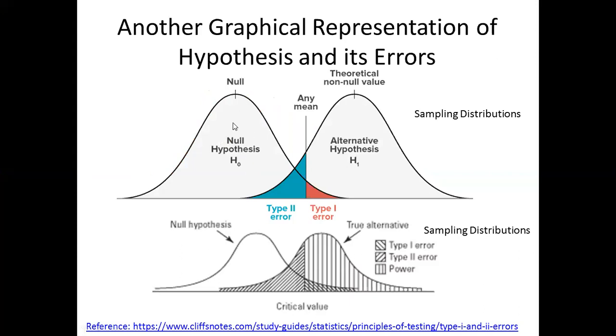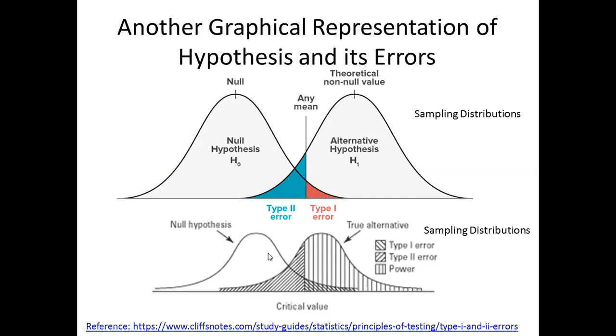Now again, on the left hand side we have the null hypothesis distribution H0. On the right hand side we have the alternative hypothesis distribution H1. And this blue shows the type 2 error or the beta, this red shows the type 1 error or the alpha, right? And these again are the sampling distributions from their respective populations. That's why they are normally distributed.